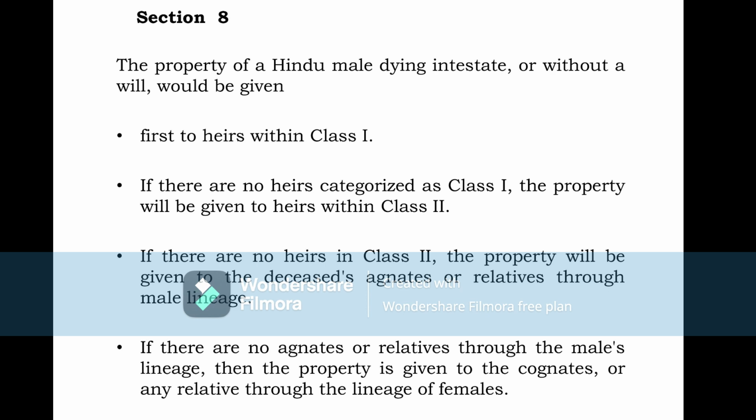In part 1 video of rules regarding separate and self-acquired property, I discussed the class 1 heirs, their order, their succession, their share values, etc. Now in this part 2, I am presenting class 2 heirs, their order of succession, share values, preferences, and also agnates and cognates.